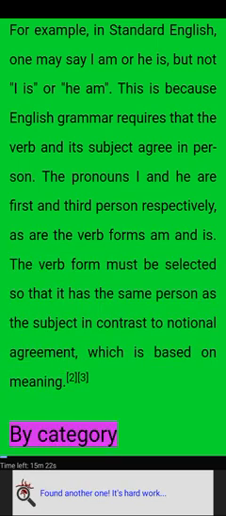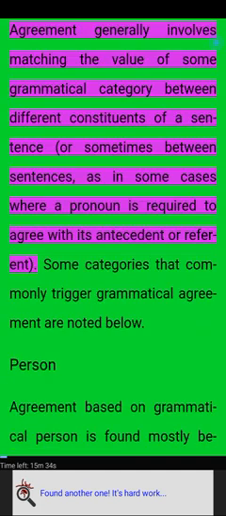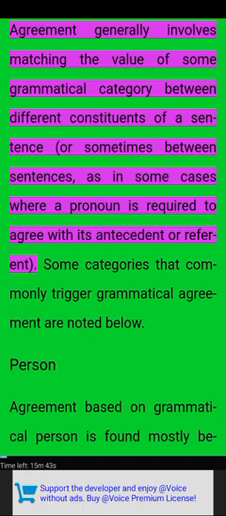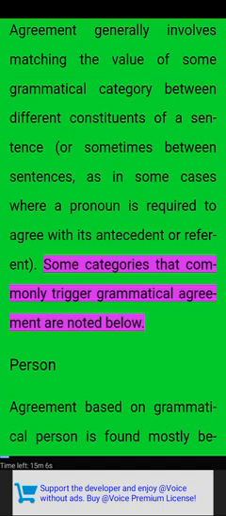By category. Agreement generally involves matching the value of some grammatical category between different constituents of a sentence, or sometimes between sentences, as in some cases where a pronoun is required to agree with its antecedent or referent. Some categories that commonly trigger grammatical agreement are noted below.